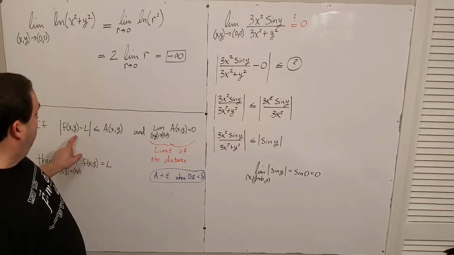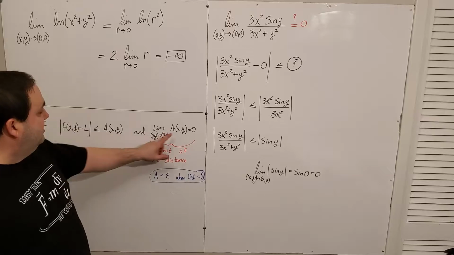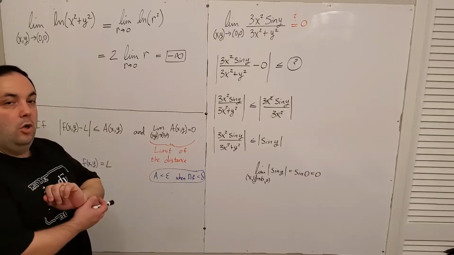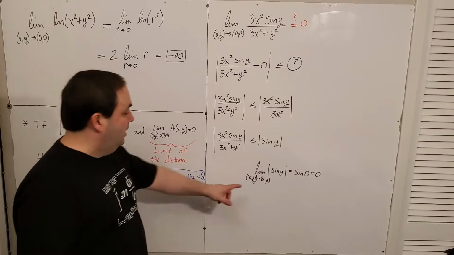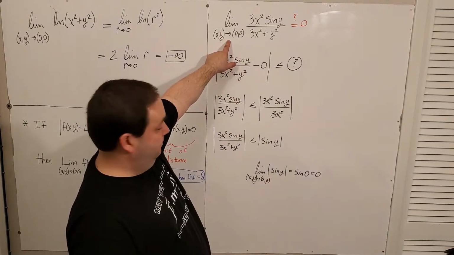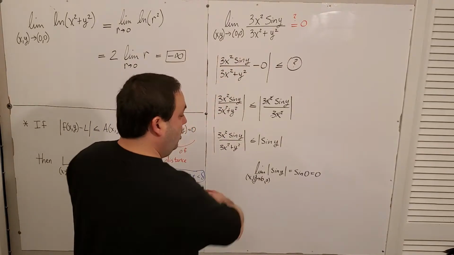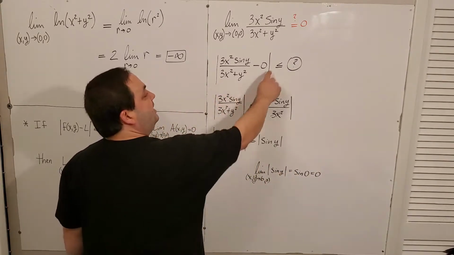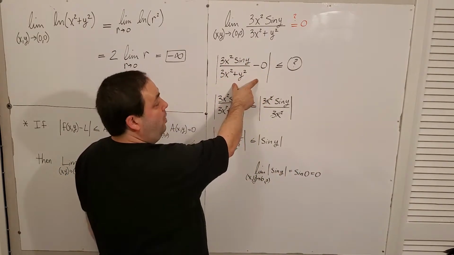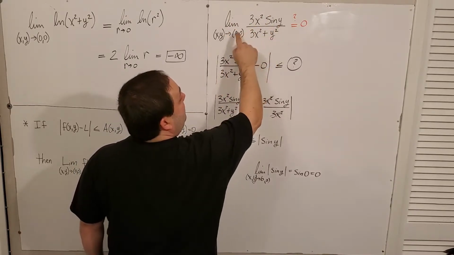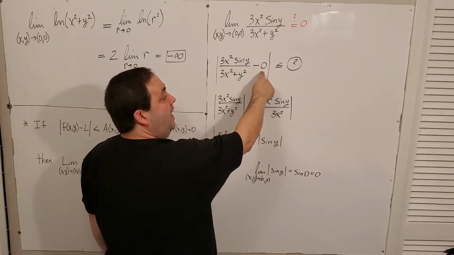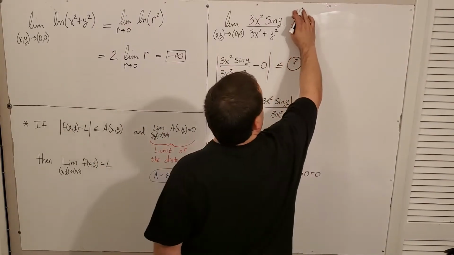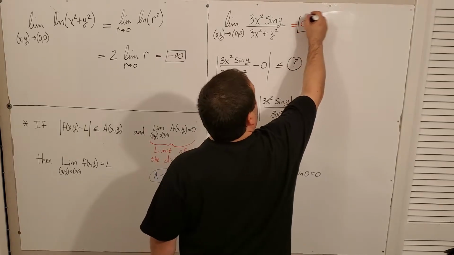I've shown that my function minus its limit value is less than some function, and the limit of that function goes to 0. Okay, not just any limit, the limit around the point that I'm interested in. So, this was all I needed right here. The fact that this limit goes to 0 means that this distance goes to 0, which means this limit goes to whatever my L value was. In this case, it just also happens to be 0. Okay? Don't let that fool you.